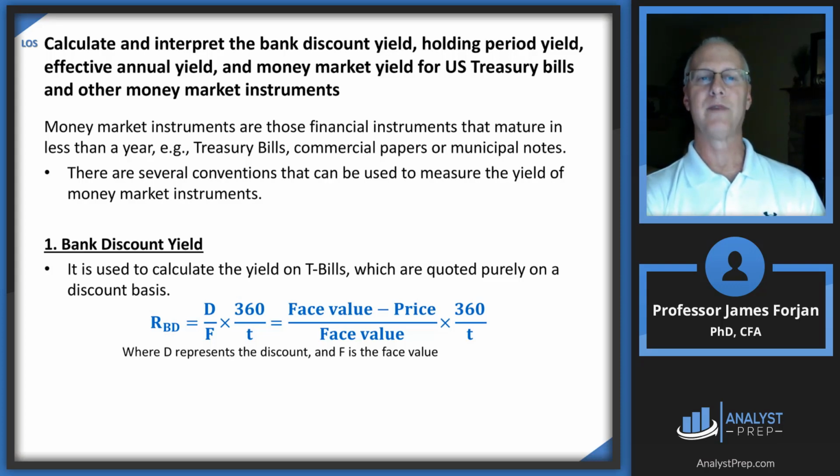All right, so let's identify these money market securities. These are financial instruments that mature in less than a year, like treasury bills, commercial paper, municipal notes, or bankers' acceptances. What we know about these money market securities is that they don't have to, but they almost always sell at a discount. There are a couple of different ways to measure the return on investing in these money market securities, so let's go through several of them.